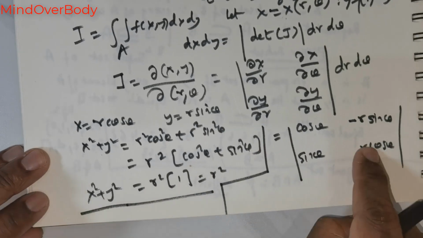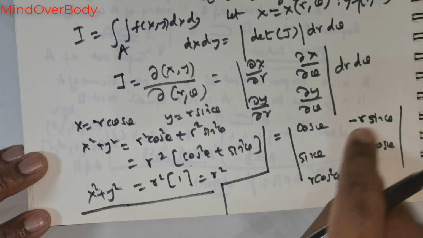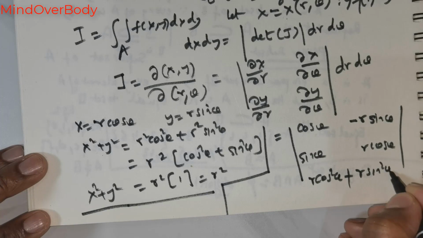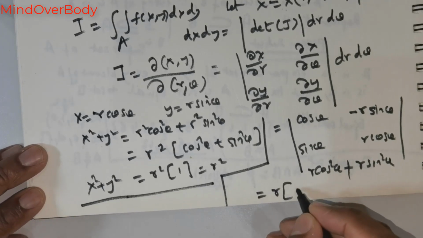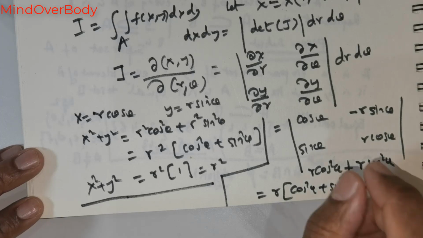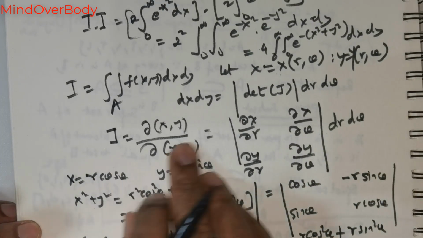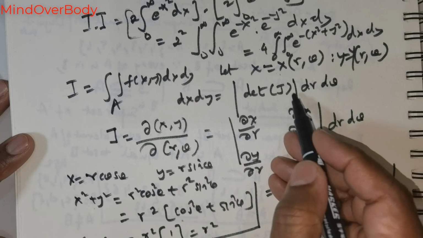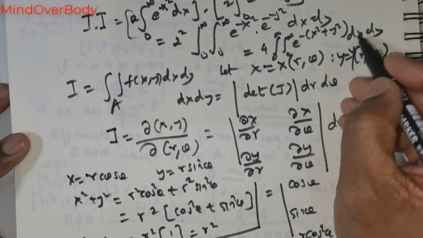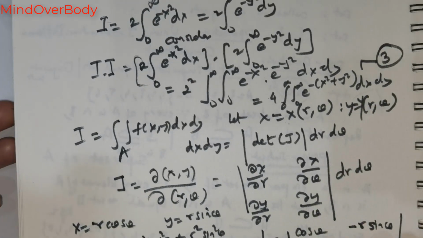Now you multiply r cos θ into cos θ, that's going to be r cos²θ. When you go this side, you need to carry a negative sign, so that will make this quantity positive, r sin²θ. So this is going to be r(cos²θ + sin²θ), which is going to give me r. So this determinant is nothing but r. So when I have dx dy, I need to replace it with r dr dθ. Simple, isn't it? Let me take this as 3. I need to go to the next page.